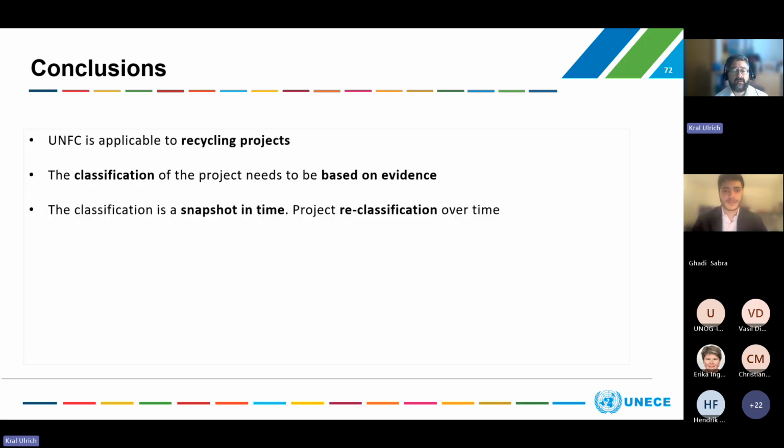This brings me to my last slide, the conclusions. The key message is that UNFC is applicable to recycling projects as well as to mining projects. The classification needs to be based on evidence, so please provide any information that is available that helps the evaluators and the European Commission to assess your project. And the third point is that the classification is a snapshot in time. So if there are changes over time, like you get the permit, getting the permit might reclassify your project.